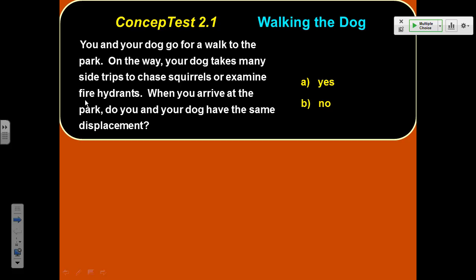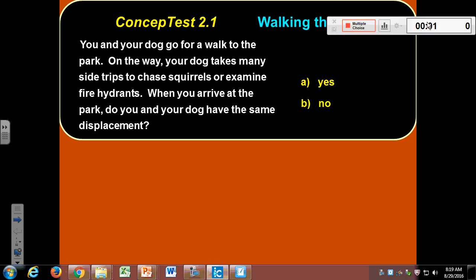We can do a few of these. So you and your dog go for a walk to the park. On the way, your dog takes many side trips to chase squirrels or examine fire hydrants or whatever. When you arrive at the park, do you and your dog have the same displacement?